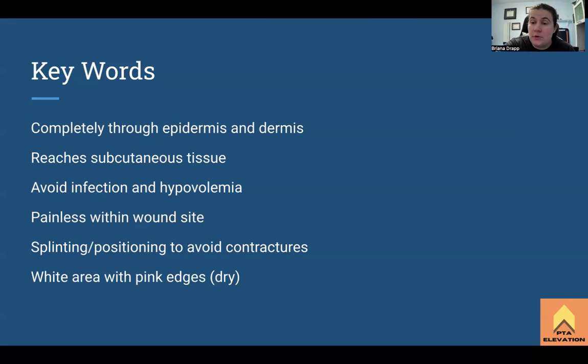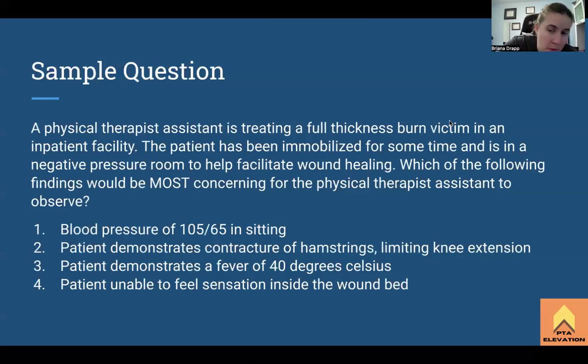Splinting and positioning to avoid contractures. Key. Also avoiding pressure ulcers. The area will be white with pink edges and it will be dry, so no exudate. So understanding, as I said before, how it presents, the characteristics, super important.